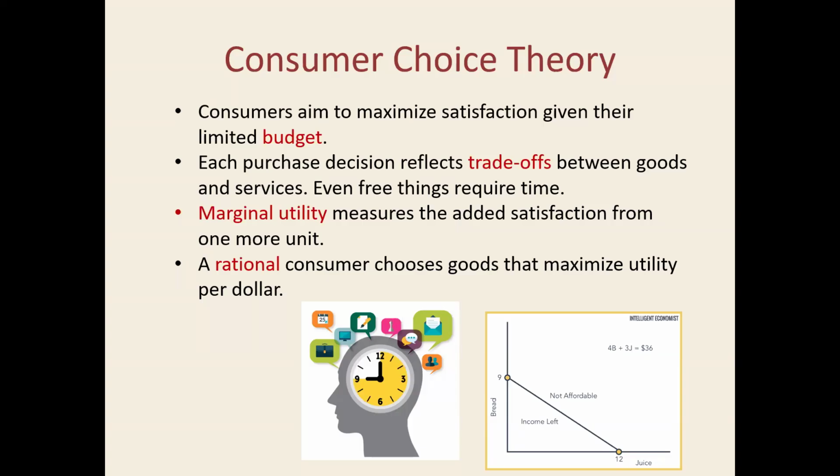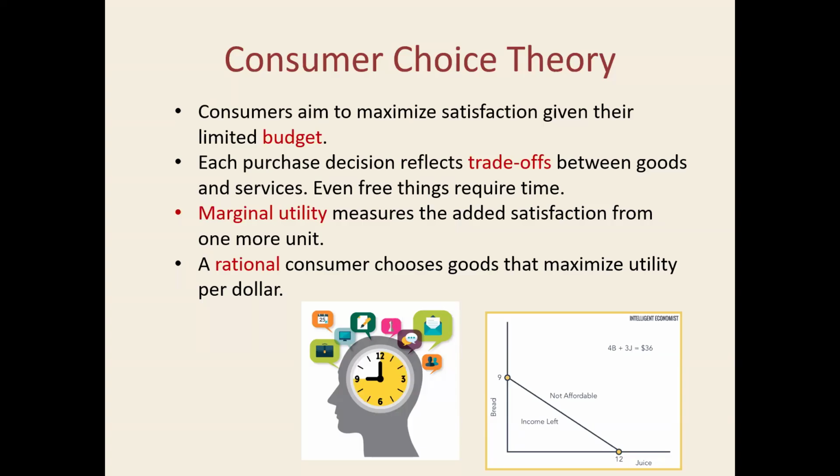Each purchase decision reflects a trade-off between goods and services. Even free things require time. So if we decide to sit at home and read a book that we borrowed from the library, even though there's no financial cost to doing that, we're still giving up other leisure activity, like watching a movie or perhaps working or studying. Marginal utility measures the added satisfaction from one more unit.